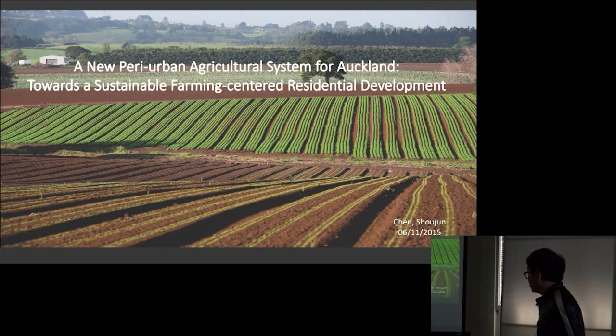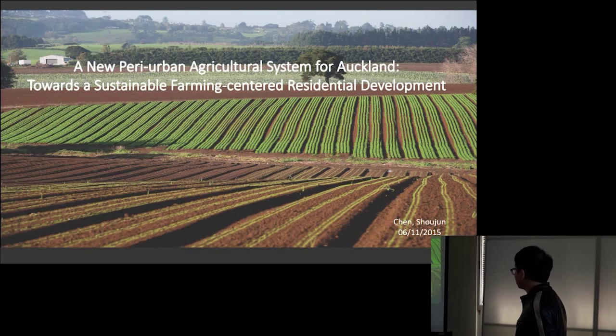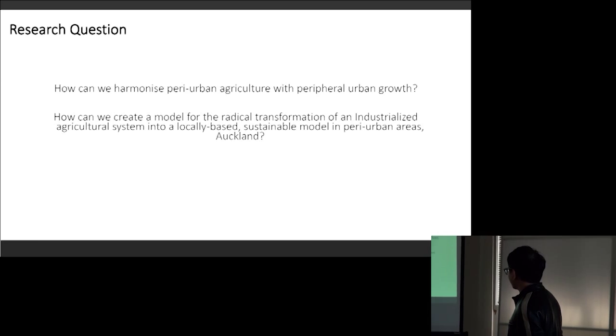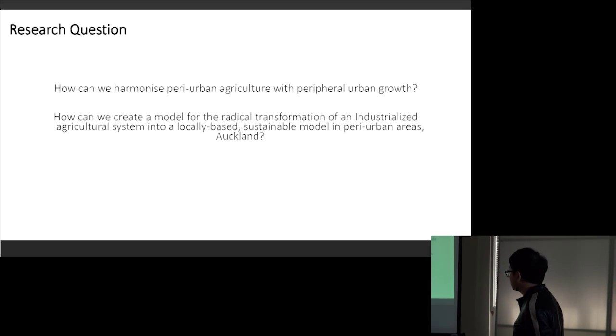So my topic is a new peri-urban agriculture system for Auckland towards a sustainable farming-centered residential development. My research question is how can we harness peri-urban agriculture with periphery urban growth? The second question is how can we create a model for the radical transformation of an industrialized agriculture system?